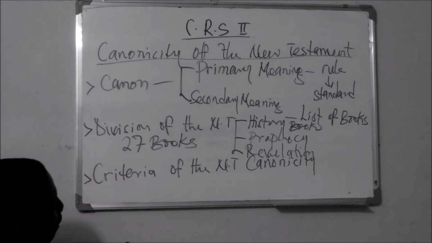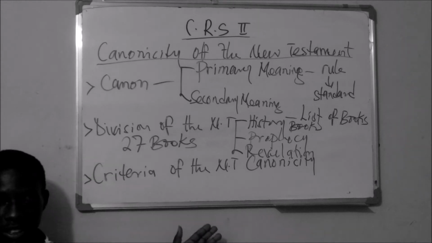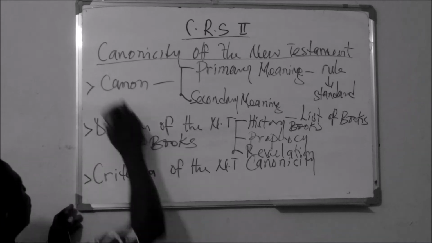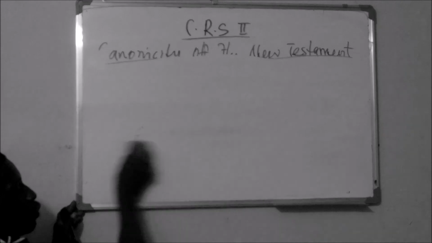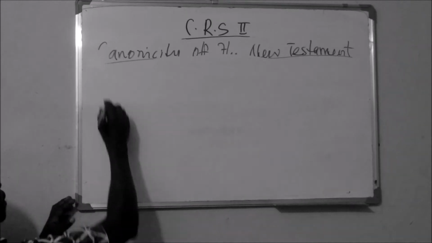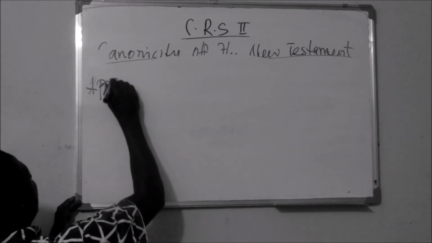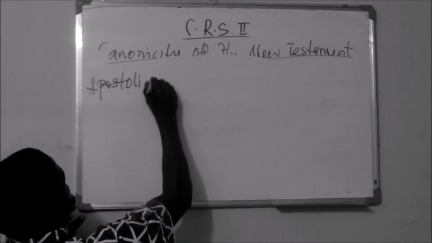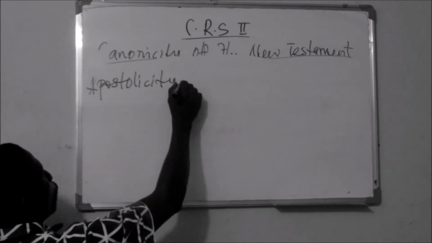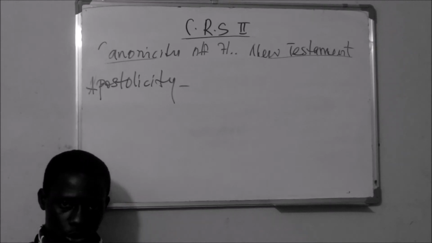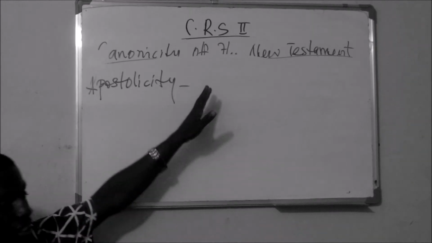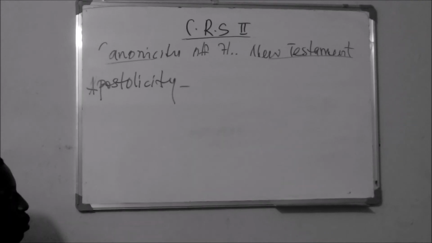Then the criteria for the New Testament: we have a list of criteria put in place by the school of thought for acceptability. We have what we call apostolicity, which simply means that books written by the disciples of Jesus Christ are accepted into the scripture.